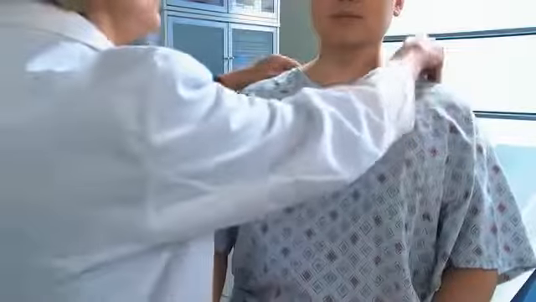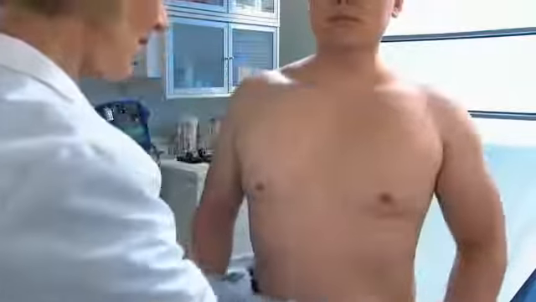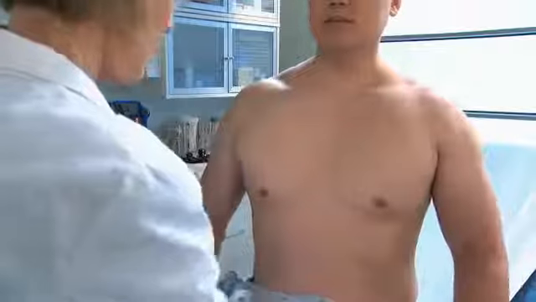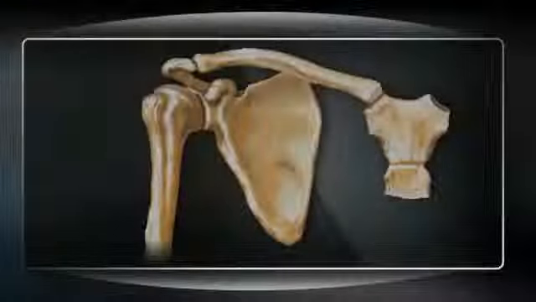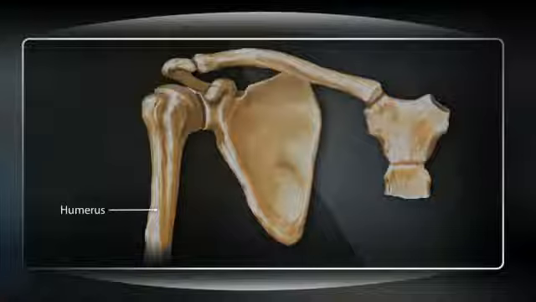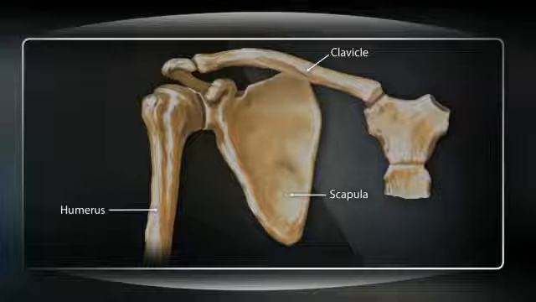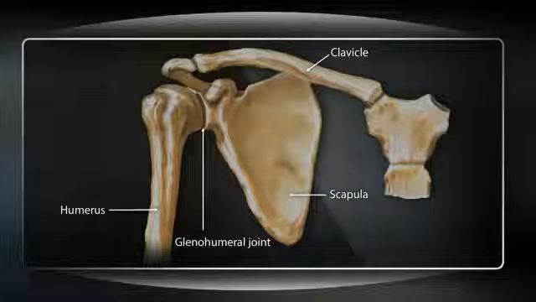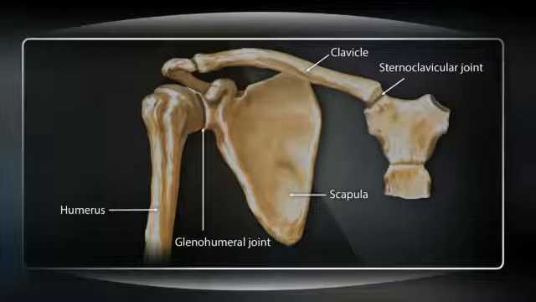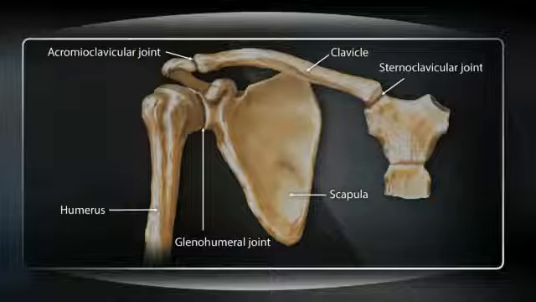When you assess the shoulders, identify the following important landmarks and articulations. The bony structures of the shoulder include the humerus, the clavicle, and the scapula. Three different joints articulate the shoulder: the glenohumeral joint, the sternoclavicular joint, and the acromioclavicular joint.